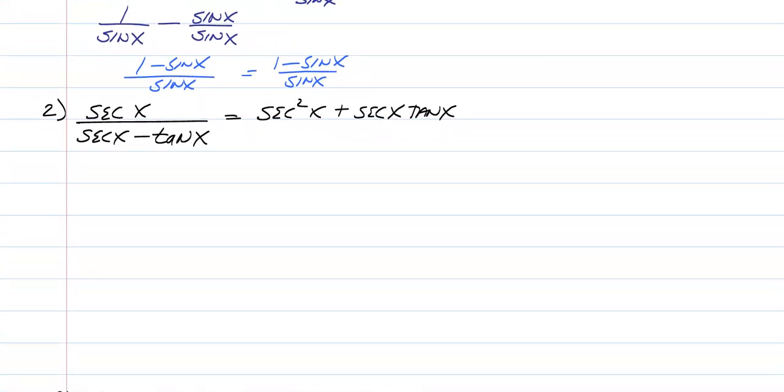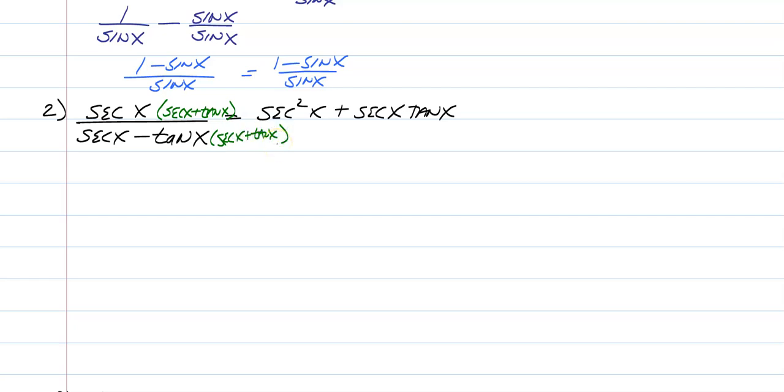So when you look at this example, there are different approaches you can take to this, but one of the things you can do is multiply by a clever form of 1. And what I mean by that is down here we have a secant x minus tangent x. Well, what I'm going to do is multiply both the top and bottom by secant x plus tangent x. So again, it's multiplying by a clever form of 1.